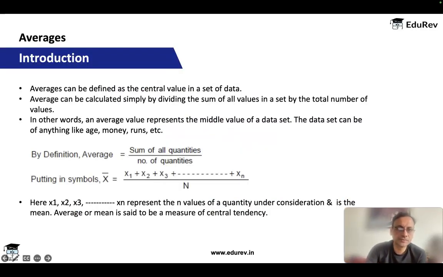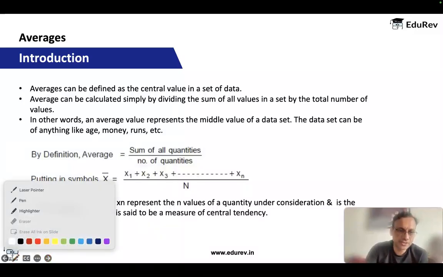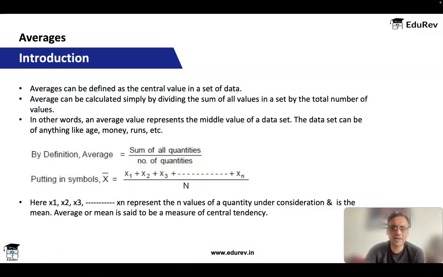Now, average can be defined. As you can see here, average is nothing but the central value in a set of data. Average can be calculated simply by dividing the sum of all the values in a set by the total number of values. Or in other words, an average value represents the middle value of a data set. The data set can be anything: age, number, marks, money, runs, whatever.